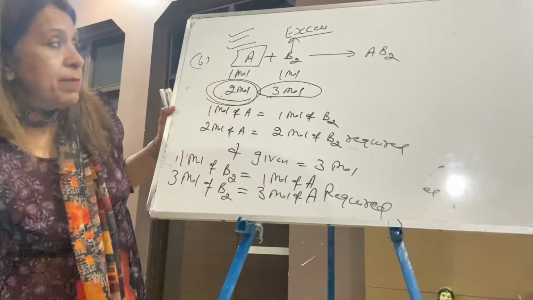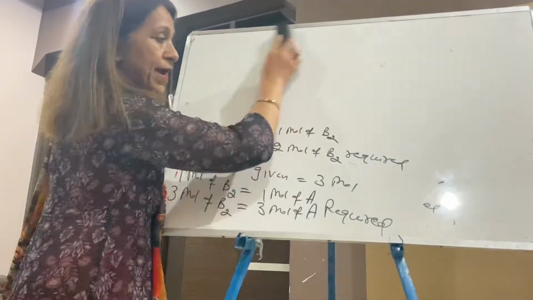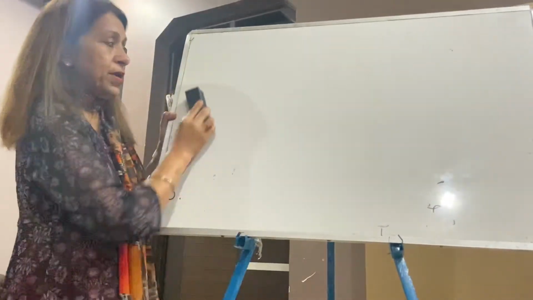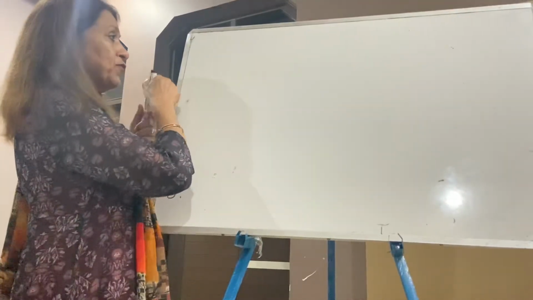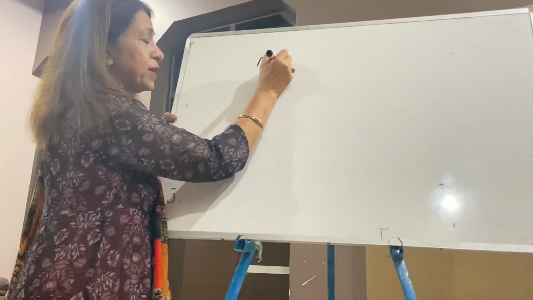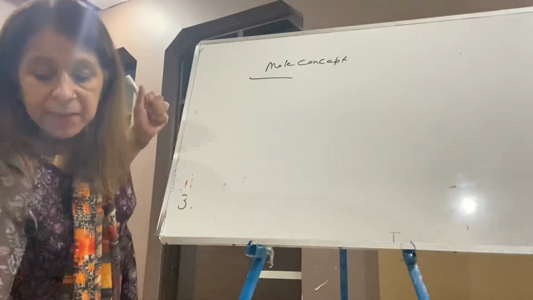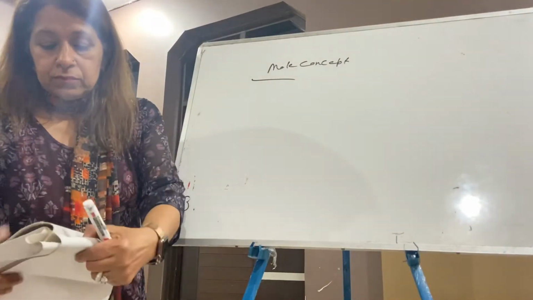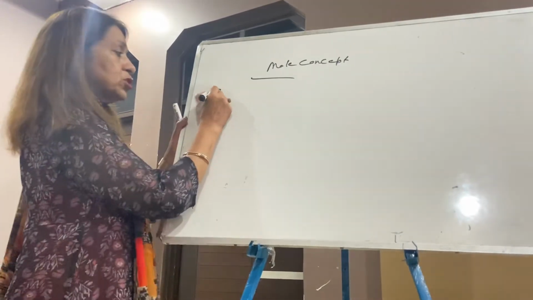Now I am taking more numericals of the mole concept. I told you mole concept is the backbone of the chemistry subject. We have completed mole concept as well as limiting reactant, but I am taking a few numericals for practice. Write down mole concept again. Now write down the numericals. First numerical, question number 1: Calculate the mass of sodium carbonate.